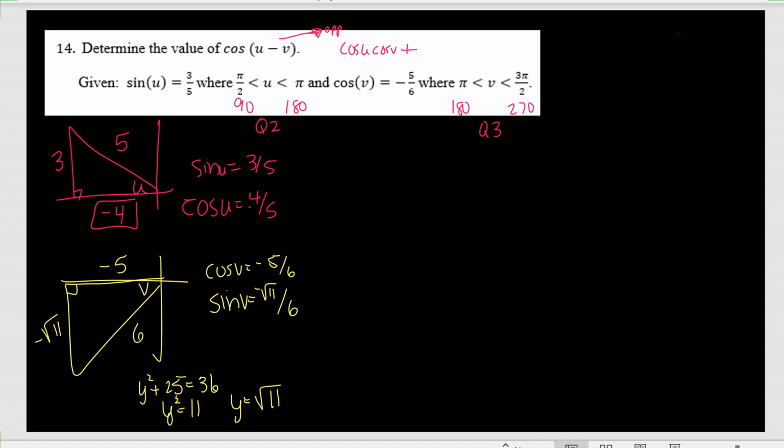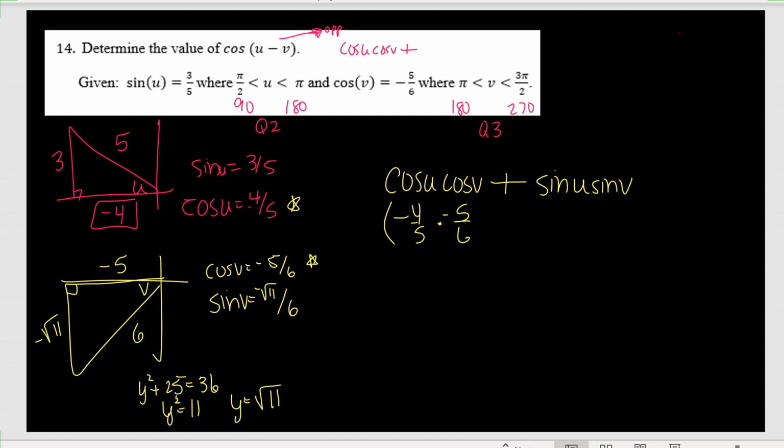We are starting with cosine of u multiplied by cosine of v. So cosine of u, cosine of v, plus, because it said minus, we got to do the opposite of what it's telling us. That's what the formula says. Sine of u, sine of v. All right, cosine of u is negative 4 over 5. Cosine of v is negative 5 over 6, plus sine of u is 3 over 5, multiplied by sine of v is negative square root 11 over 6.